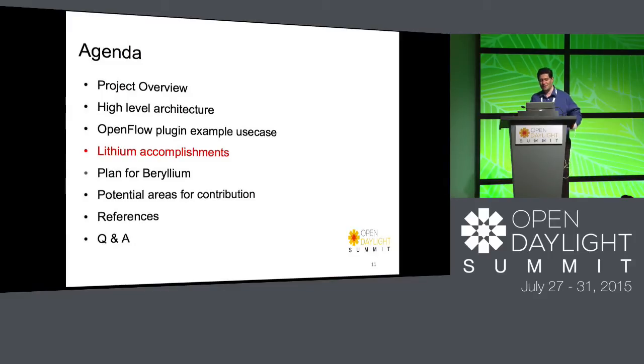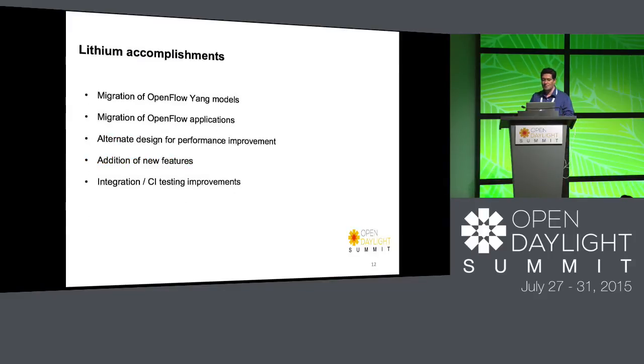So quickly, what we went through with the Lithium release. A few of the main deliverables were the migration of the Yang models from the controller to the OpenFlow plugin project, and the migration of applications. We'll go into a little more detail about these. Then we had an alternate design for performance improvement during this Lithium release, and a few features got added. There were also a lot of integration and CI test improvements that Jamo will go through a little later.